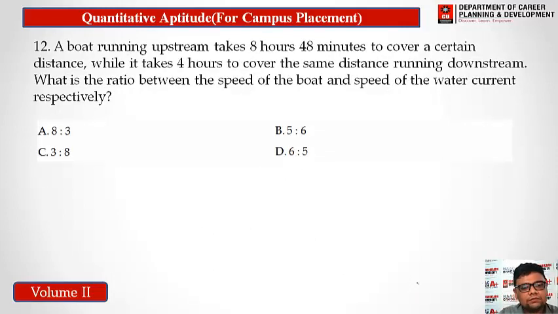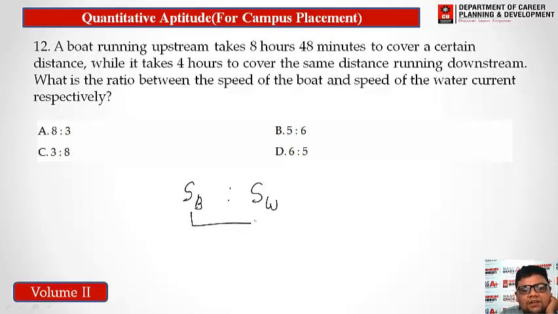Question number 12. A boat running upstream takes 8 hours and 48 minutes to cover a certain distance, while it takes 4 hours to cover the same distance running downstream. You have to tell what is the ratio of the speed of boat and the speed of water respectively, right? We have to tell the speed of boat to speed of water, or I can say current, right?